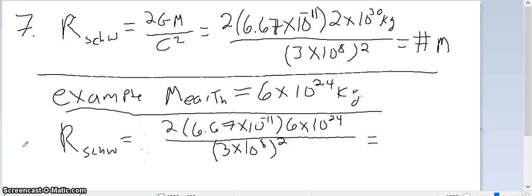Alright, so where I ended the last video was with problem 7. In this one, in problem 7, just to remind everybody, we're going to use the mass of the sun, and then everything else is just a constant. I'm going to do one quick example. So here's my example. Let's say we had something that was the mass of the Earth.